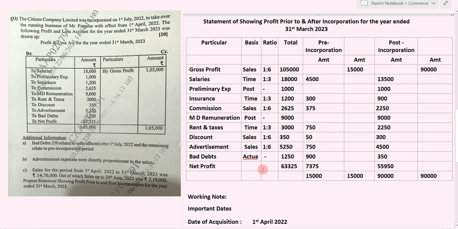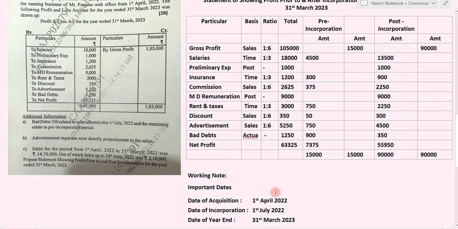Okay, so you will see the net profit is the same in the question as well as in the solution. So in this way you have to prepare the statement showing profit prior to and after incorporation. So this is the example which we have solved.